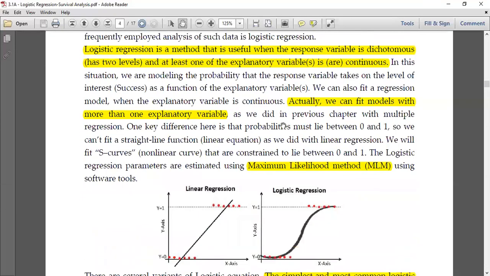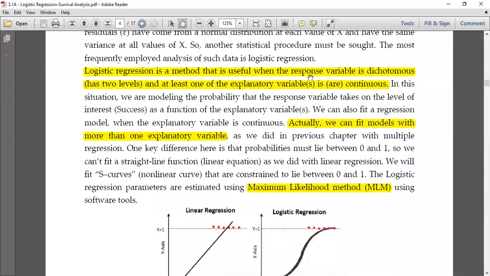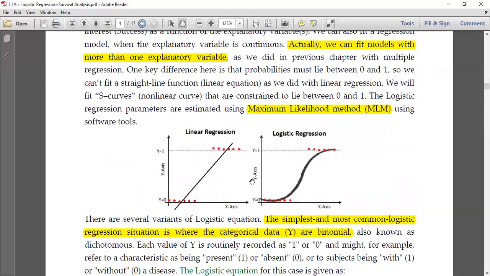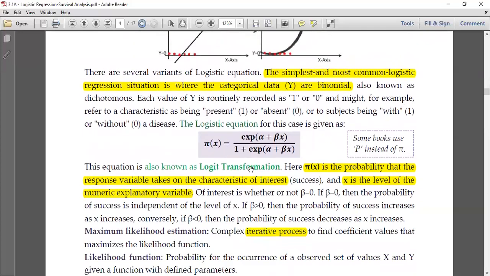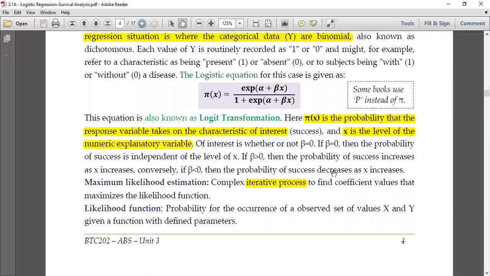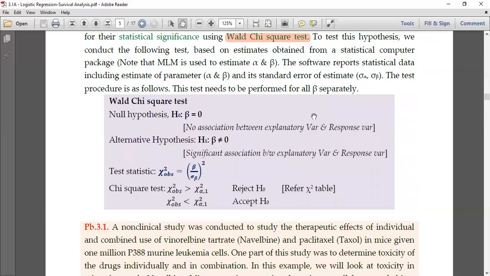Then we have gone through the logistic equation, which uses the dichotomous variable as the response. There are two outcomes, 0 or 1, for each individual value. We also saw the simple equation called the logit transformation. Then we came across the statistical test for hypothesis, the Wald chi-square test. Thank you.